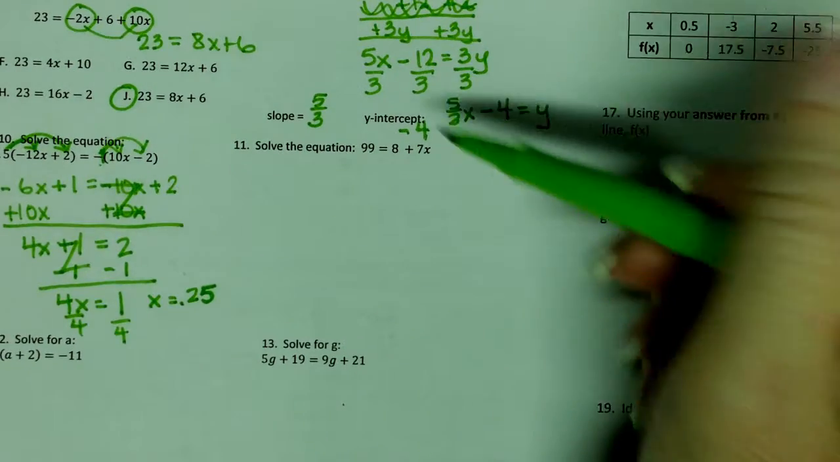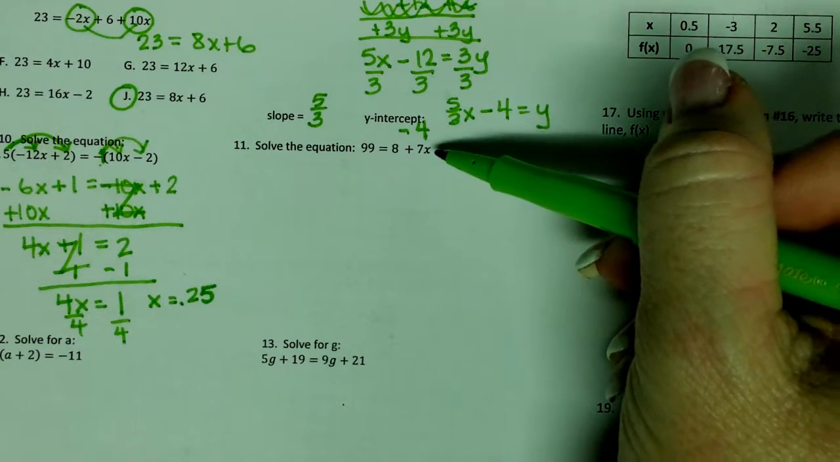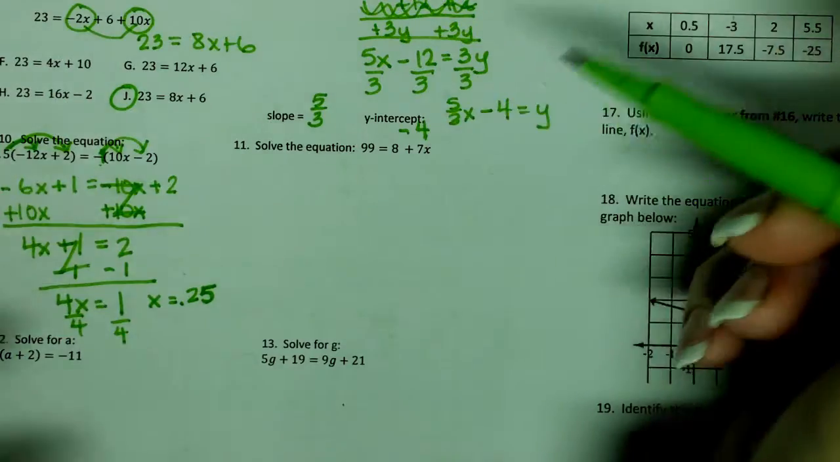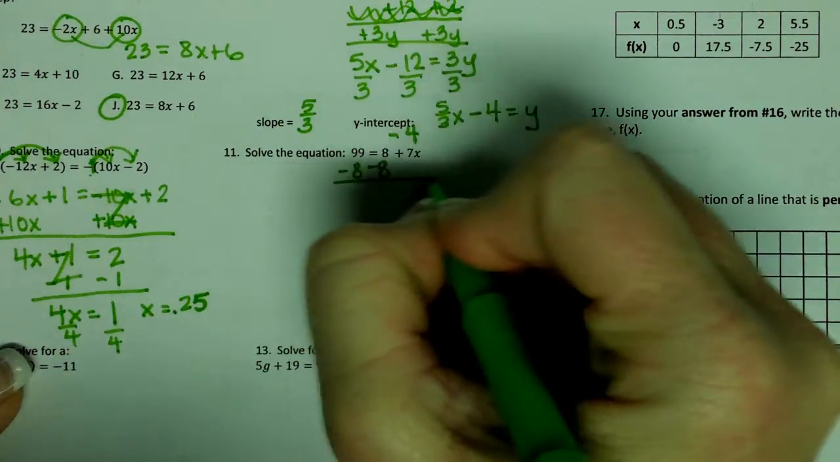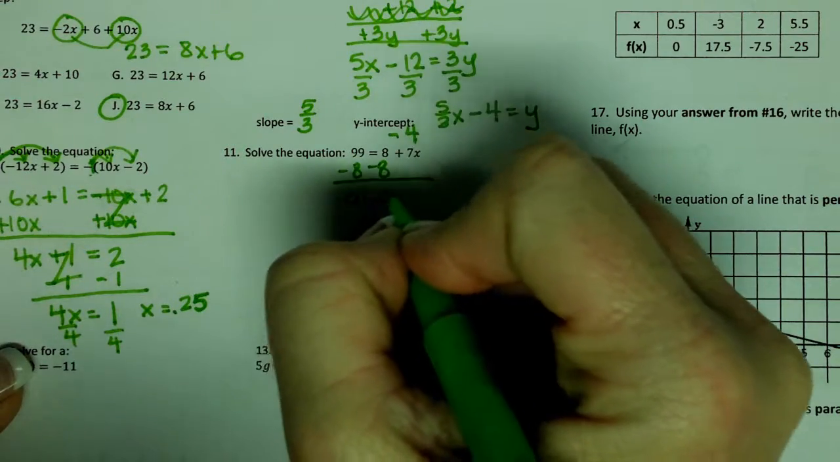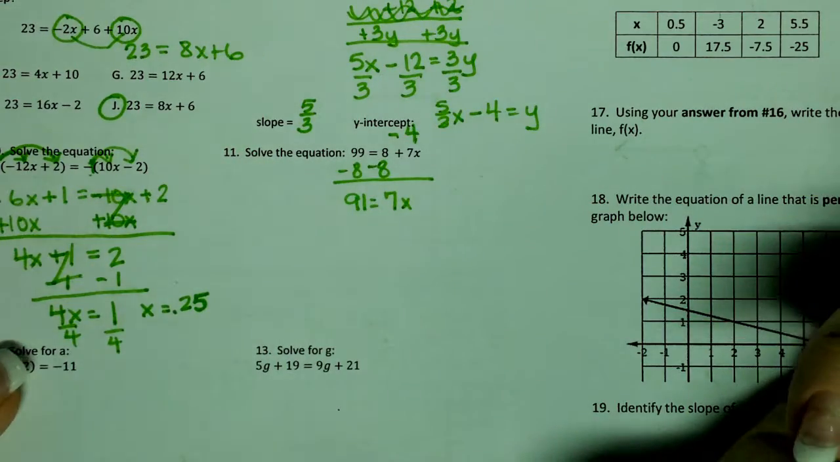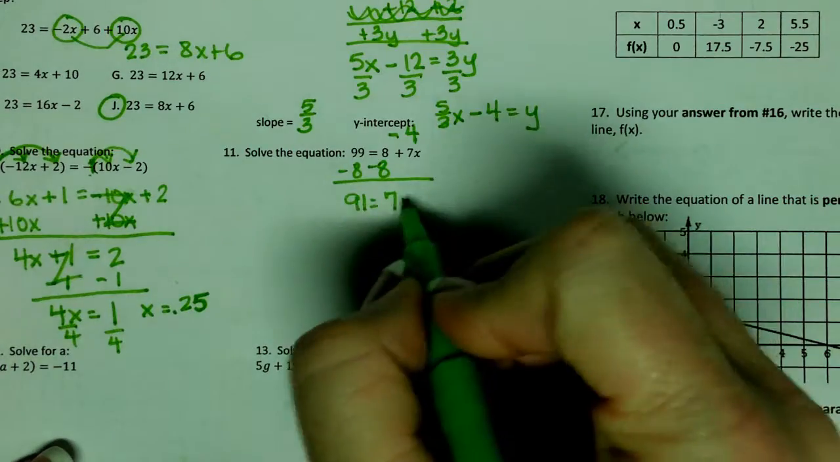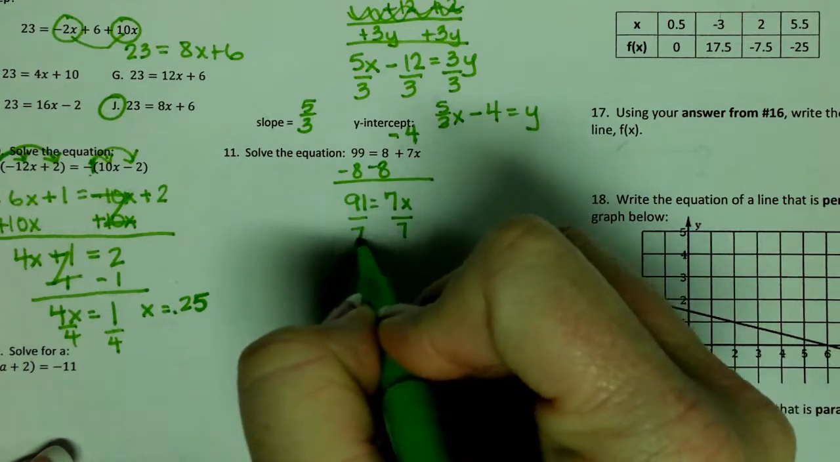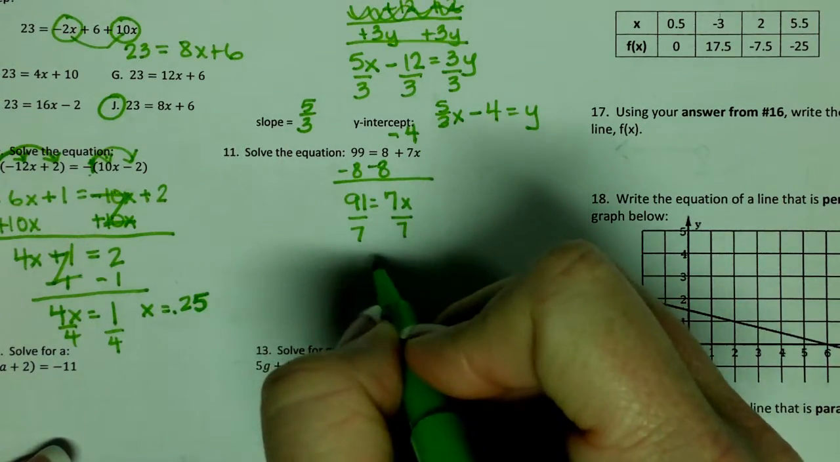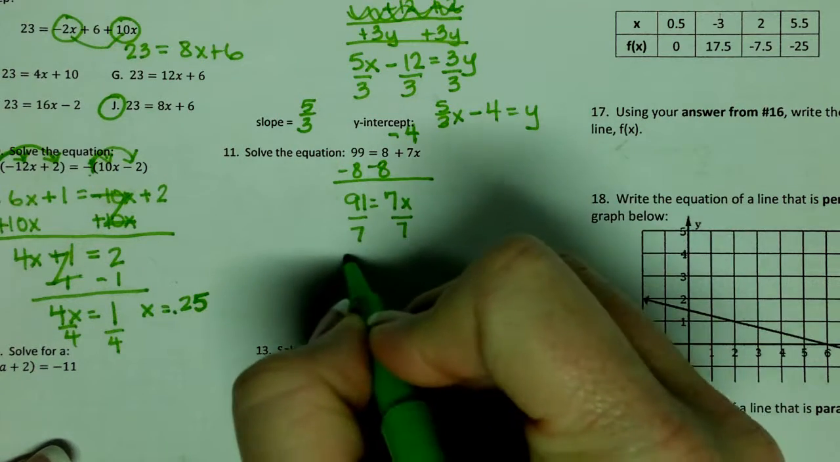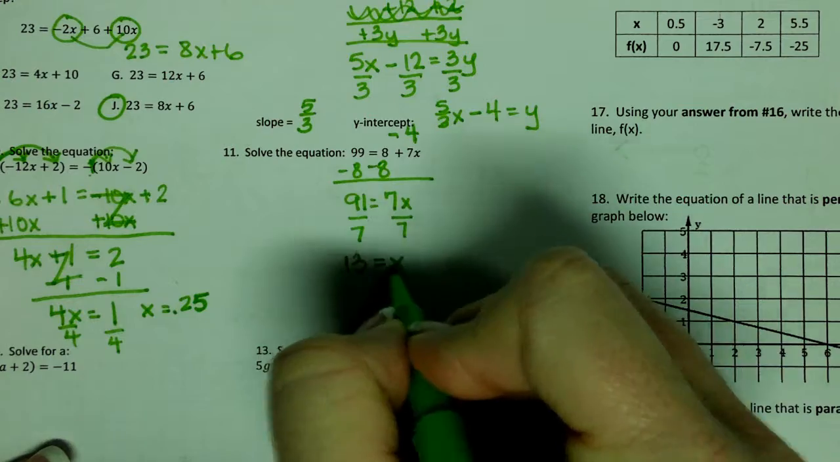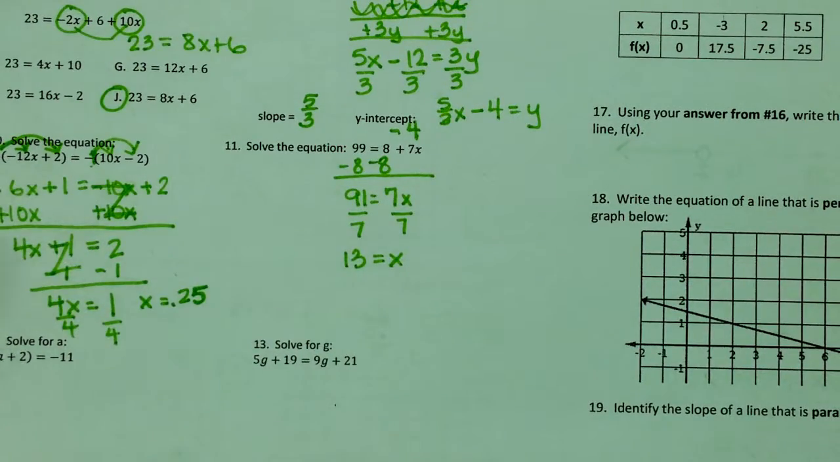All right, so what do we do first? We have 99 equals 8 plus 7x. We subtract 8 from both sides. We get 91 equals 7x. Now what? We're going to divide everything by 7. And what is 91 divided by 7? 13? So 13 equals x, or x equals 13.